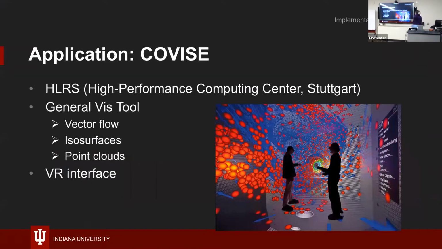All right, CoVis, which I mentioned before, was developed at the High Performance Computer Center in Stuttgart. And it's more or less a general visualization tool that was a desktop tool, kind of like the AVS, where it connected modules together. And then it had a well-integrated virtual reality rendering, and it can do all sorts of things. I've listed vector flow, isosurface, and point clouds, but it can do a lot more than that. And it has a built right in virtual reality interface.